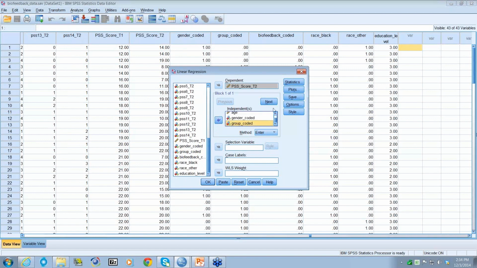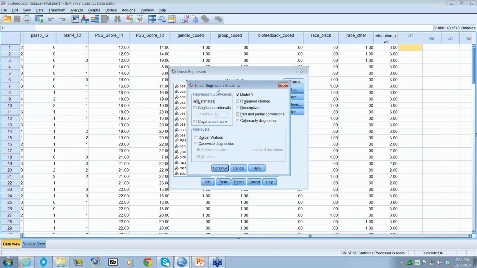Okay. Now over here there are some other options, and I'll go through the ones that I use. There are many more, but these are the ones that I usually look for. I want to go ahead and get those estimates. I want to get those confidence intervals. I want to look at the descriptives. I want to look at the part and partial correlations.